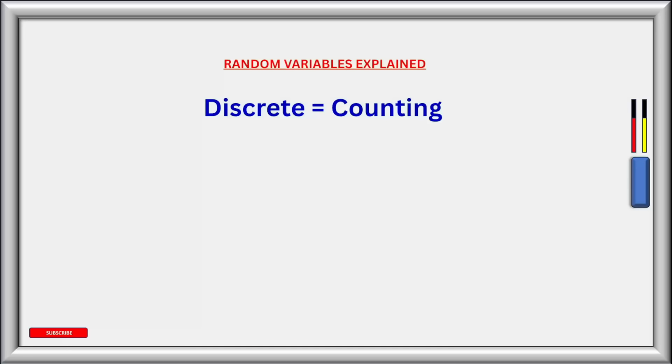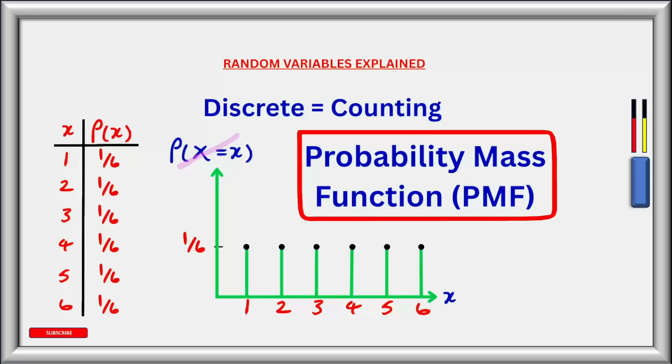Think of discrete as counting or distinct values. A discrete variable takes on distinct, separated values with clear gaps in between, like the face value of our single die roll, or counting defective items on an assembly line. To describe a discrete variable, we use a probability mass function, or PMF, denoted by the probability that capital X is equal to lowercase x.